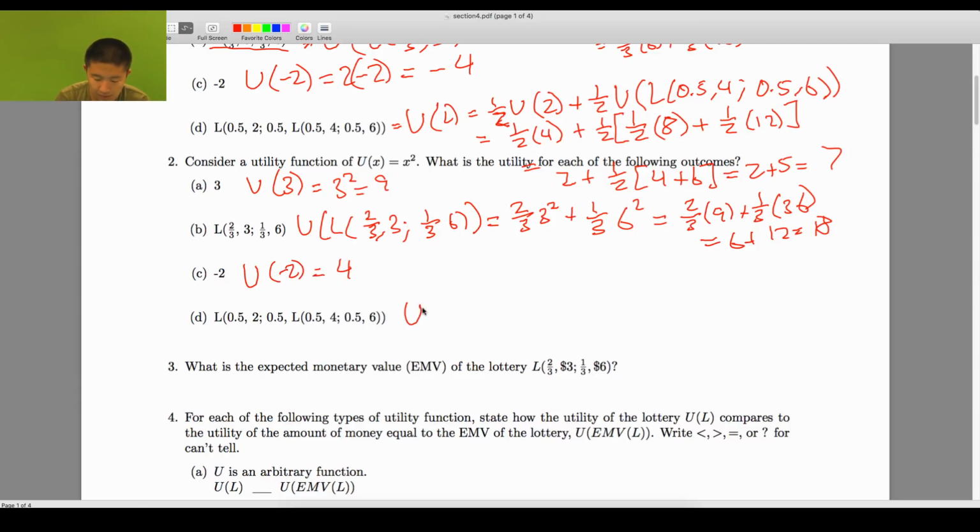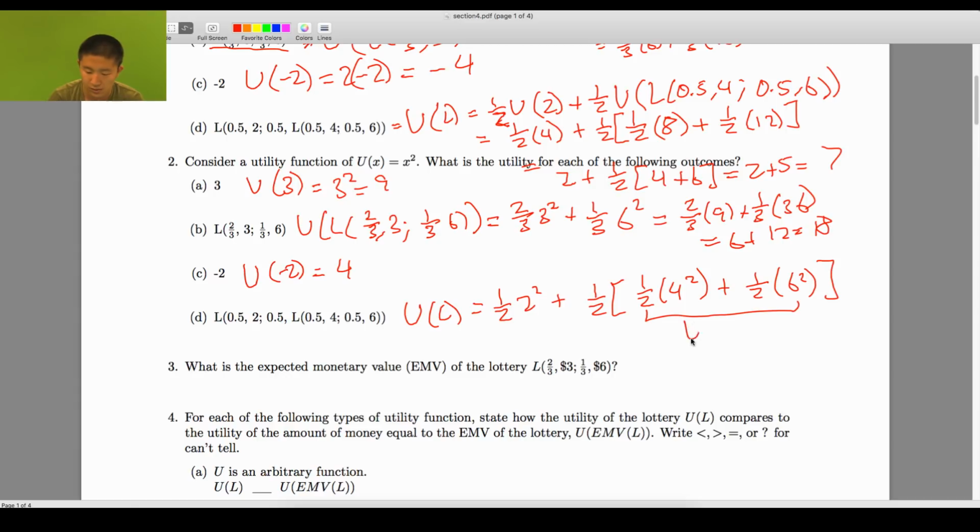And the utility of this lottery is the same process that we did in part D of the previous question, which is 1/2 times 2 squared plus 1/2 times the quantity of 1/2 times 4 squared plus 1/2 times 6 squared, where this is the utility of that inner lottery. We can simplify this down, so we get 2 plus 1/2 times 8 plus 18, which is equal to 2 plus 13, which is equal to 15.